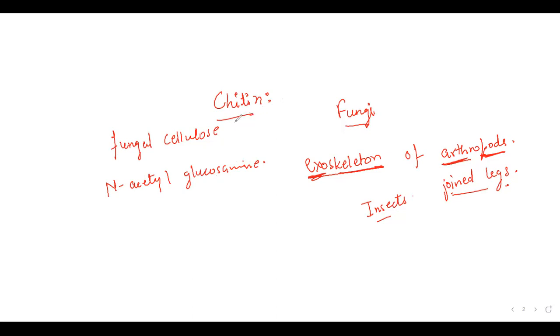Now, what is N-acetyl glucosamine? N-acetyl glucosamine is also a derivative of glucose only. See, this is the structure of glucose that we have already studied. Now, what happens in glucosamine is that this OH is replaced by NH2. In glucosamine, this OH is replaced by NH2. So this is basically the structure of glucosamine.